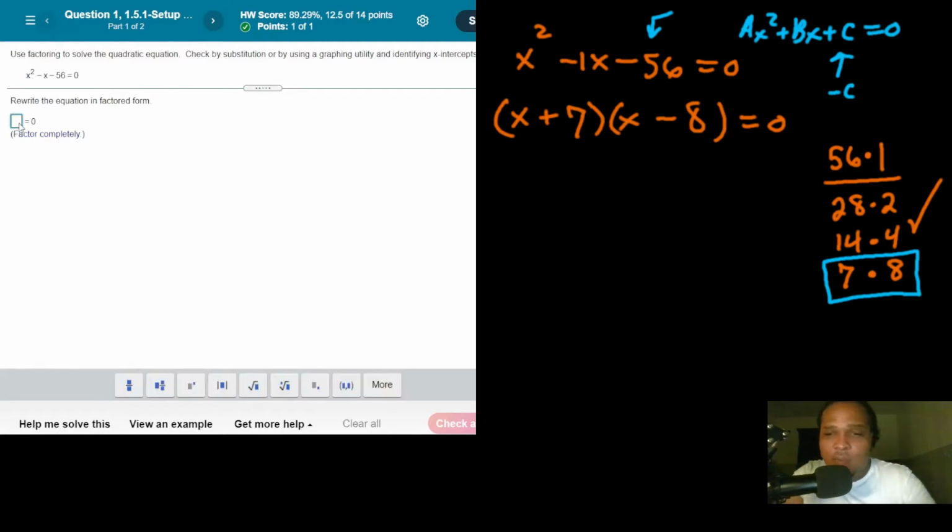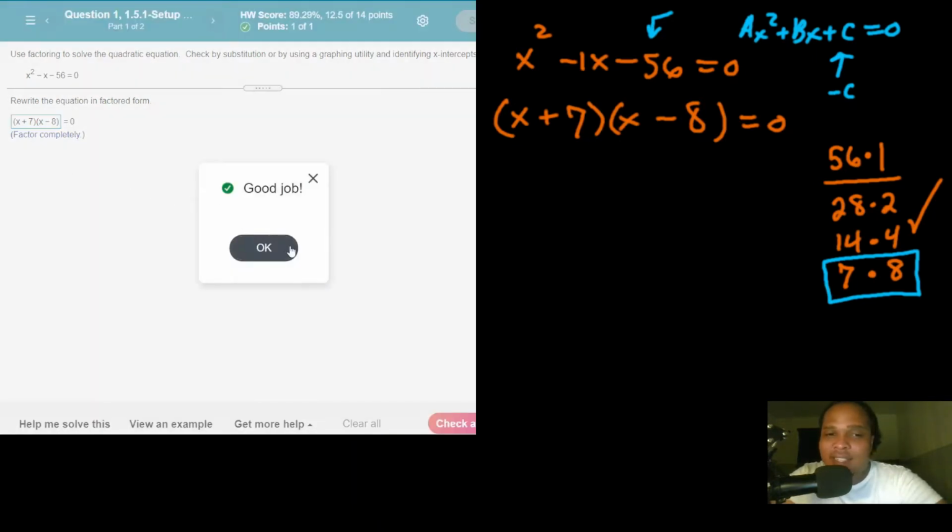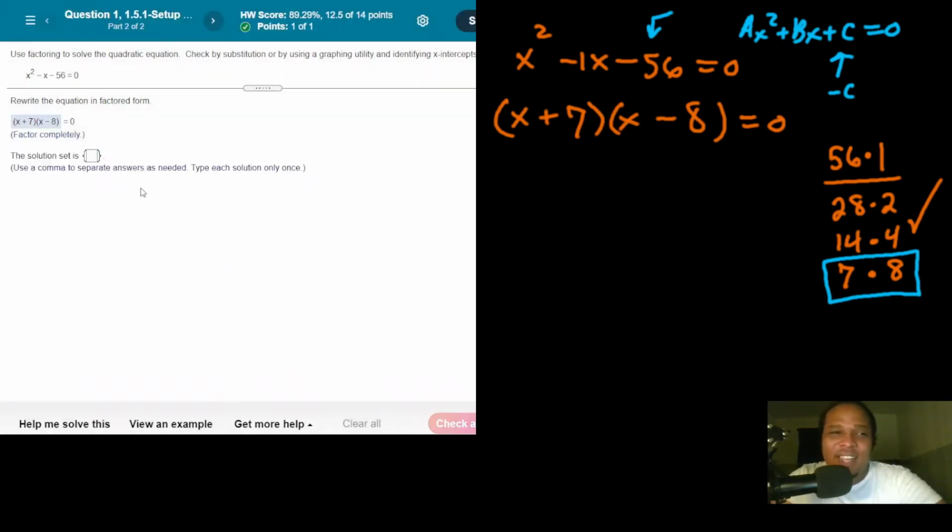So let's type in x plus 7, open parentheses, x minus 8, close it up, hit enter, and it says good job. Of course it does. Okay, now the solution set.